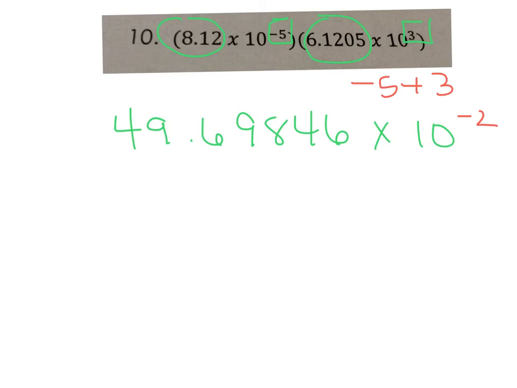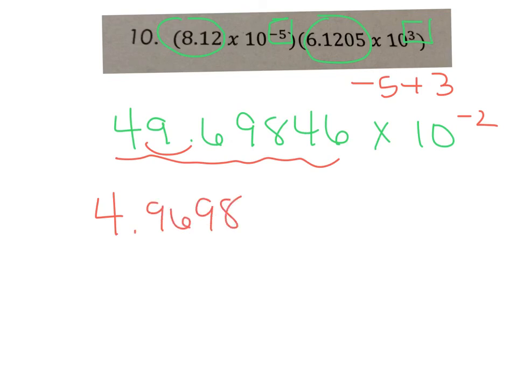Okay, so there's my scientific notation answer, but the problem is this number is way bigger than 10, so I can't have that answer. So I know I need to move my decimal 1 to the left, so 4.969846 times 10, and according to Mrs. McCoy, if you go left, that means you add 1 to your exponent, so that's -2 plus 1 is -1, so there's my scientific answer.